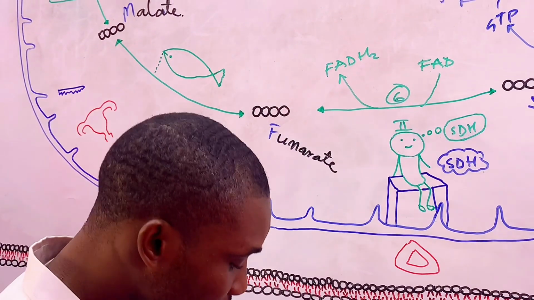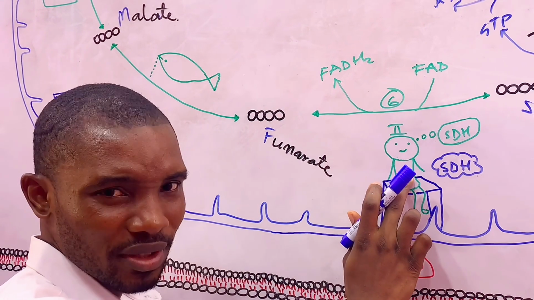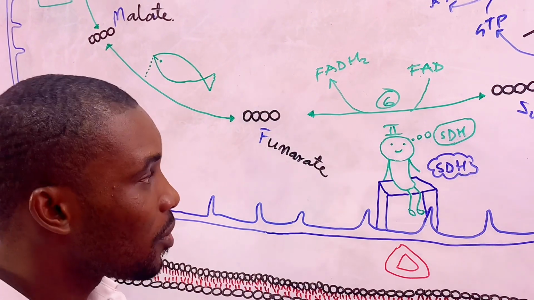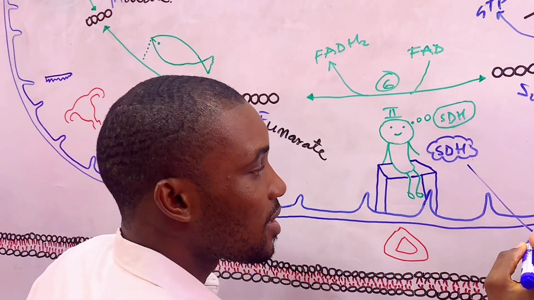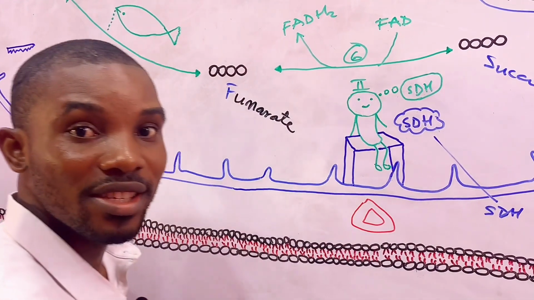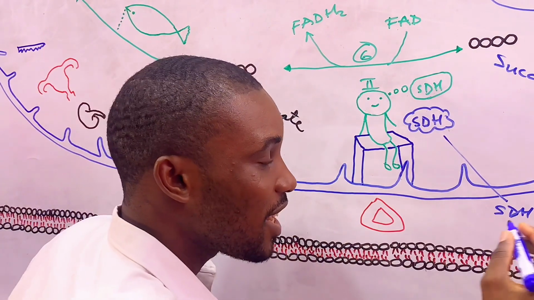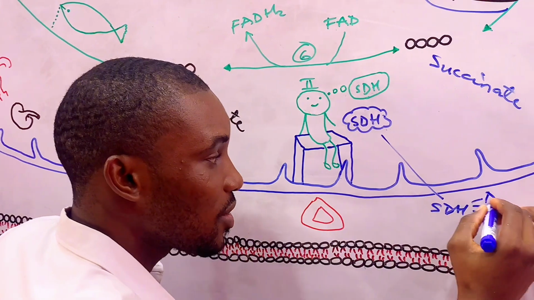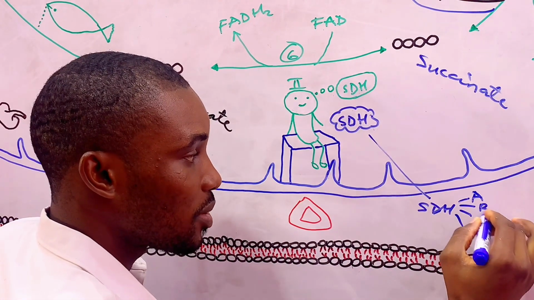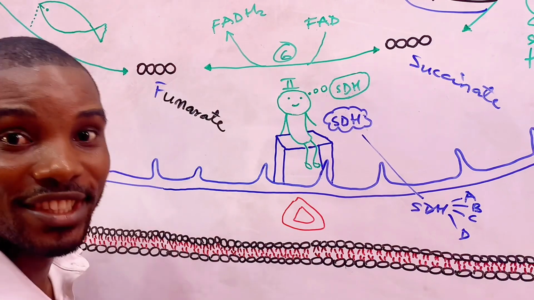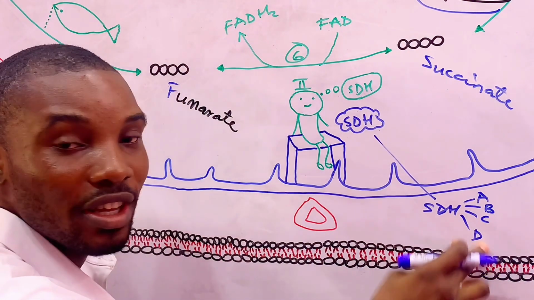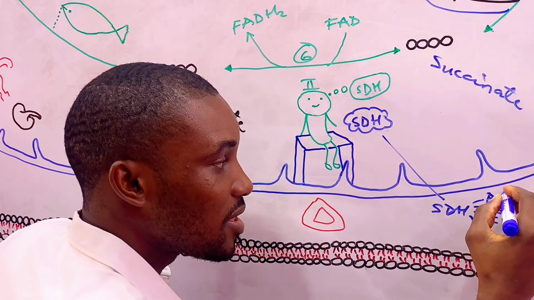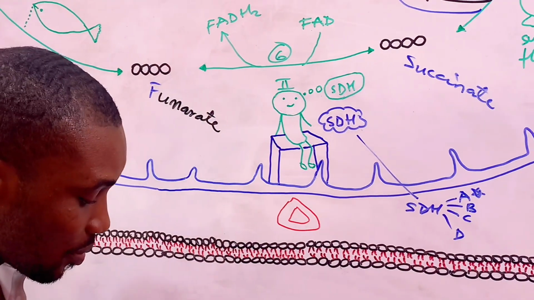Now, something can go wrong with this enzyme. When this enzyme is deficient, what happens? This enzyme is called SDH, succinate dehydrogenase. Succinate dehydrogenase consists of 4 isoforms: A, B, C, and D. We inherit all these from our father and mother, so we have 2 of each. Now, succinate dehydrogenase A is the good one.